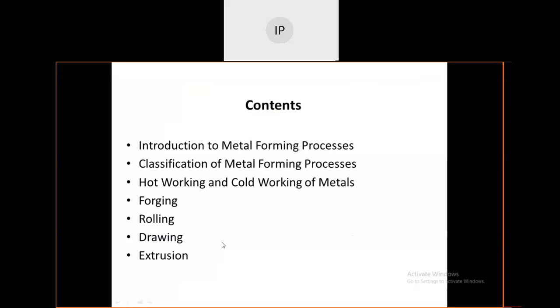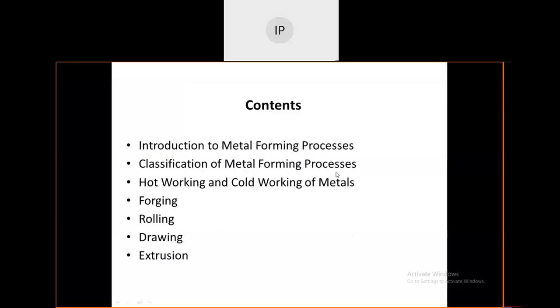In module 4 we have these sub concepts. First we discuss the introduction to metal forming processes. After that we see the classification of metal forming process. Then we have hot working and cold working of metals. After that we have the different techniques of the metal forming process. These are the most important. We see them one by one: forging, rolling, drawing and extrusion.